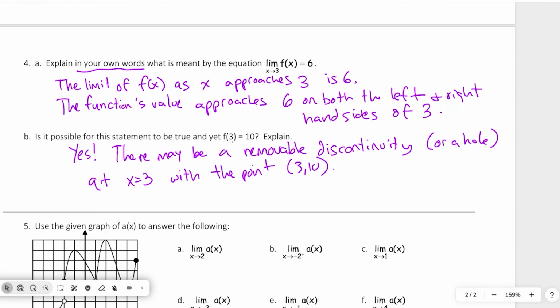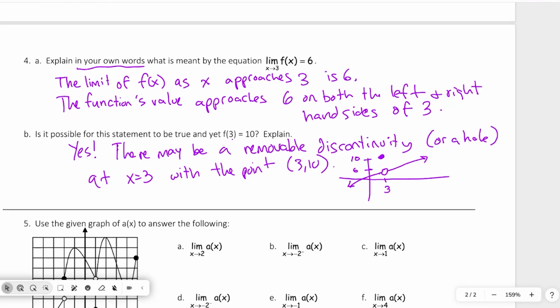So in other words, what this would look like on a graph is, you've got the graph approaching 6 here, right? Doing something like this, but there's a hole. So let's say, this is just kind of sketching it out here, this is 3, here's 6, but the function's actually defined somewhere up here. We still have this limit as x approaches 3, but the function can still be defined elsewhere. So yeah, this can definitely happen. In fact, this is going to happen a lot.